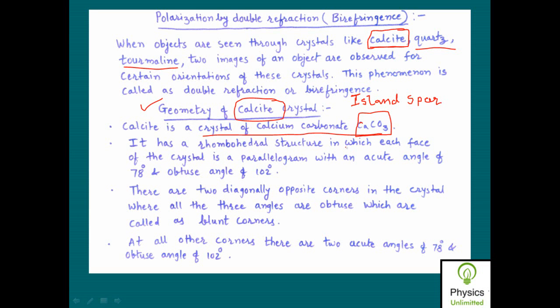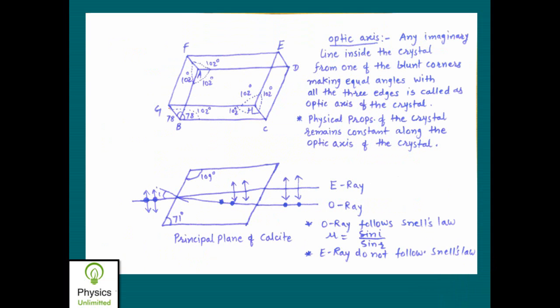Then this is the rhombohedron shape, and how many faces are there to this rhombohedron? This is one face which is ABCD. This is another face which is HCDE. One more face is EHGF, then the face AFGB, then the faces FEDA and GHCB. These are the faces. So how many faces are there to this rhombohedron? 6 faces.